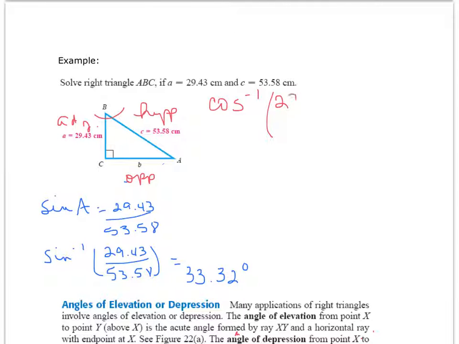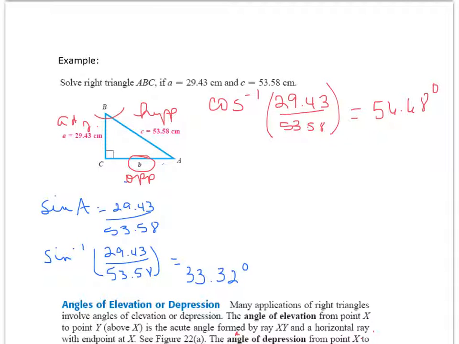So you're going to use 29.43 over 53.58. And that's going to give us 56.68 degrees. Now again, you can do Pythagorean theorem, or you can do a couple of different things, but I'm not going to do Pythagorean theorem. I'm just going to go from where we are and see if I can come up with the measurement of B.